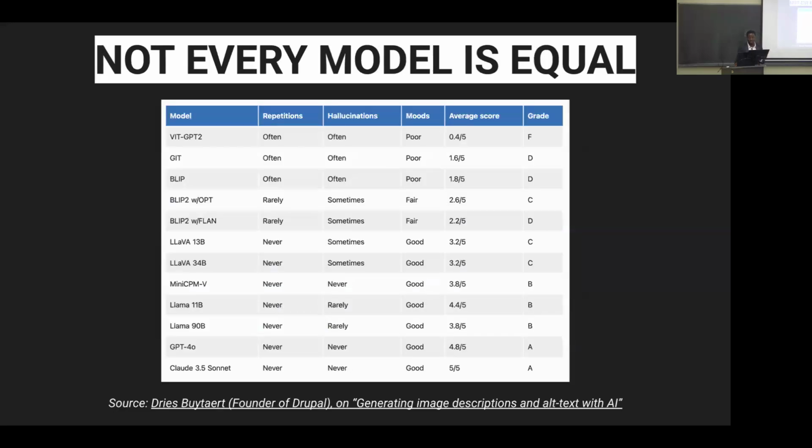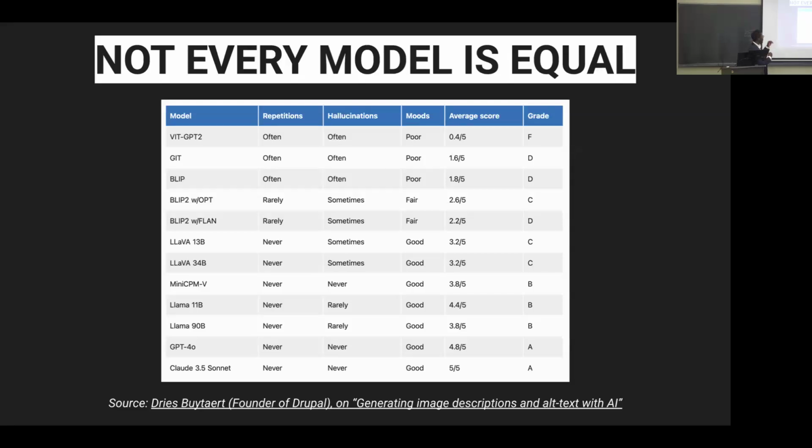So this is an interesting example that we came across. Drew Dries, I don't even know how to pronounce his name, but the founder of Drupal, did an interesting study because he was also thinking through this. Drupal is a massive open source platform used a lot in the education space, and he published a paper on how good models are at generating alt text.